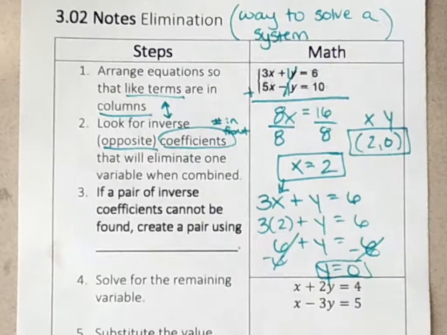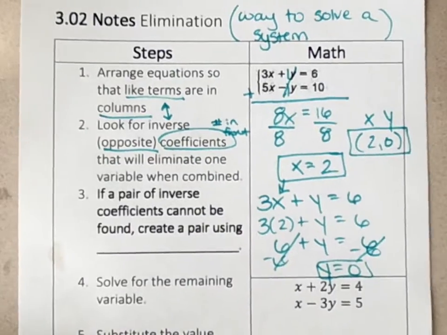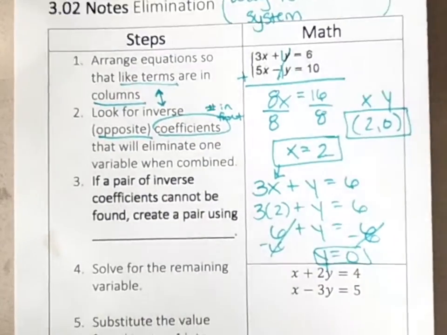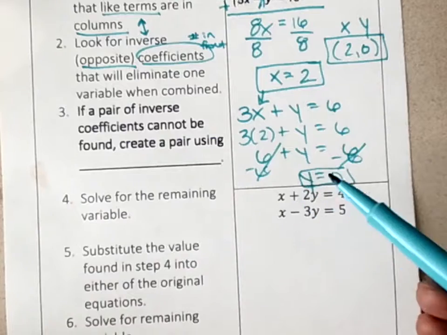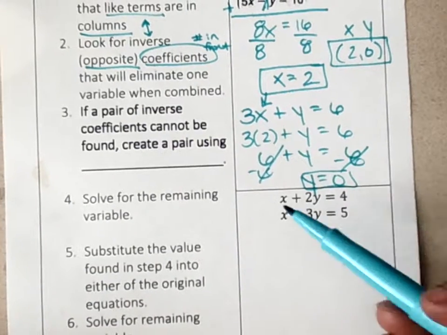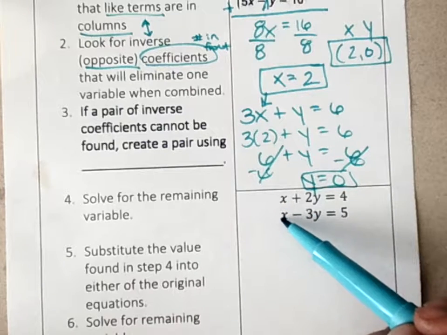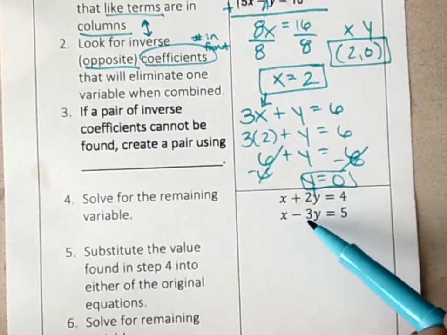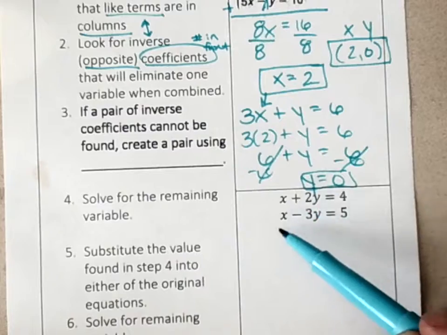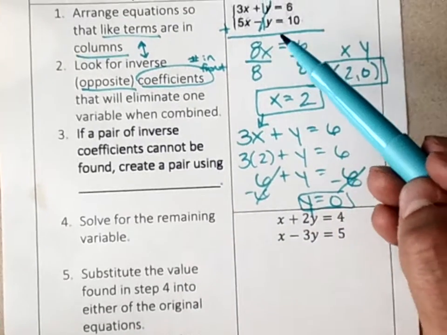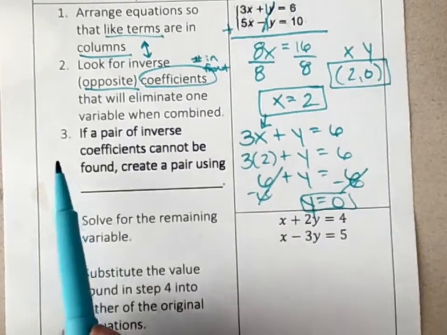In our second example, we're going to be doing the same thing but with an extra step. So again, everything's lined up perfectly. But there aren't any opposite coefficients. Positive 1, negative 2, positive 2, negative 3. Nothing is canceling out right now like it did before in our top example. So we're going to go to step 3.